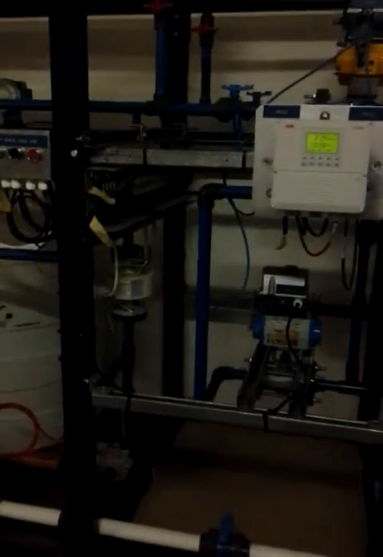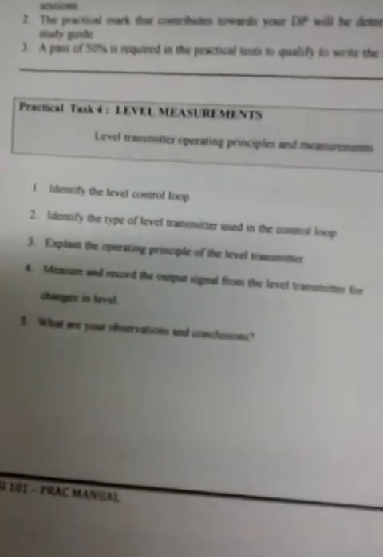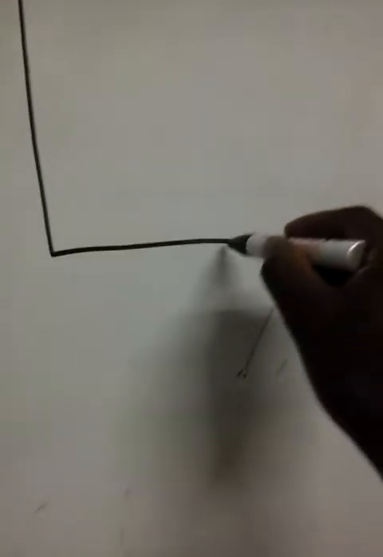Okay? Then I'll take you back to the board to try to discuss everything done so far. I'll come back to the practice manual. I think I'm starting from practice 4, which is level measurement. And we are required normally to identify the level control loop, point 1. So what we have to understand here is this. Let's say we have a tank. This is normally our control tank.